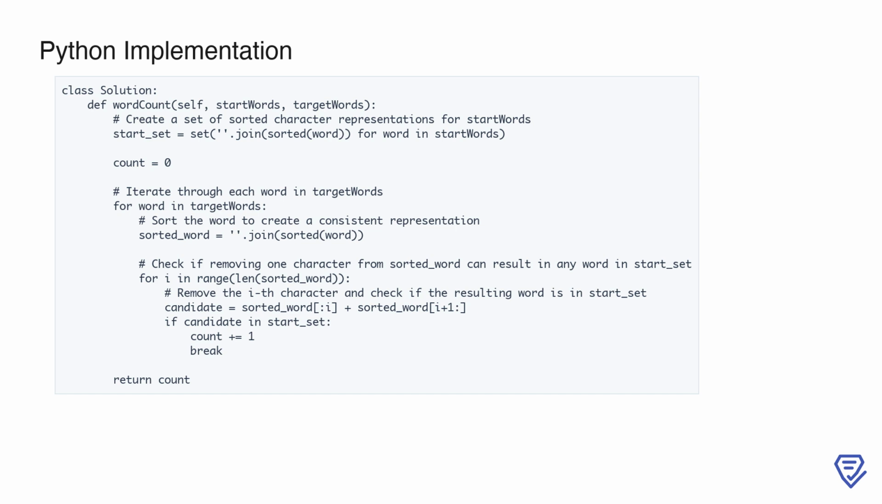If it does, it means that the word from target words can indeed be derived from a word in start words by adding exactly one letter. In this case, we increment the count by 1 and break out of the inner loop to avoid double counting. Finally, after processing all words in target words, we return the count. This value represents the total number of words in target words that can be obtained by adding a letter to a word in start words and rearranging the characters.